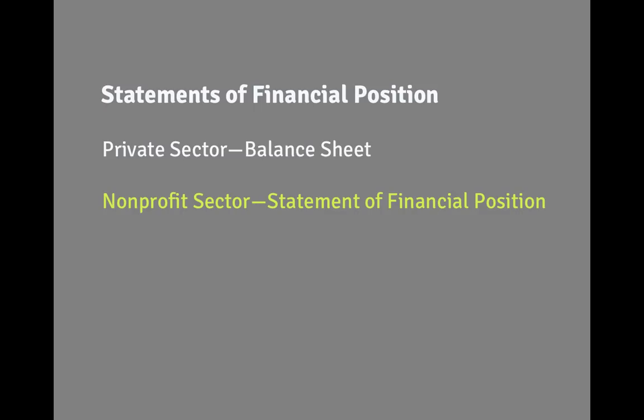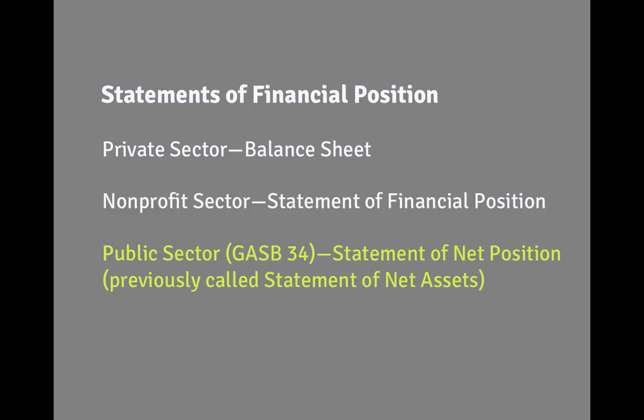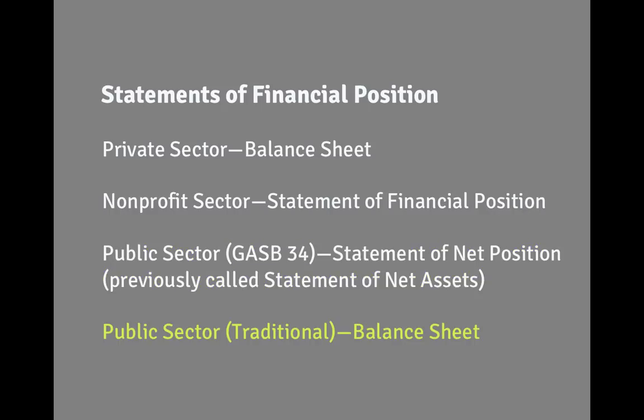The nonprofit sector refers to their statement of financial position as the statement of financial position. It uses the exact same general terminology, which sometimes drives me crazy, but that's okay. In the public sector, in the GASB 34, they use the term statement of net position. That's the current term. The older statements were referred to as the statement of net assets. And then finally, the traditional public sector also uses the term balance sheet.